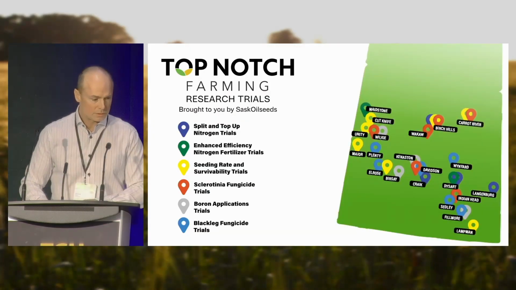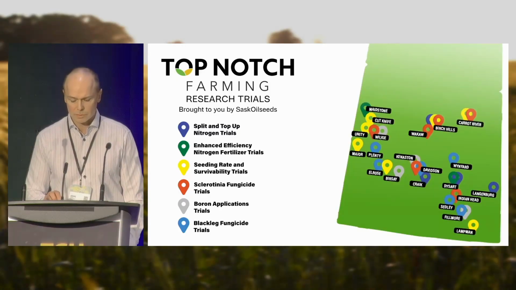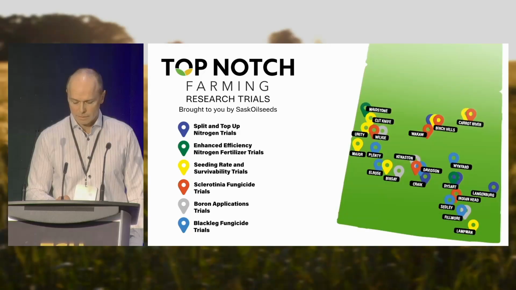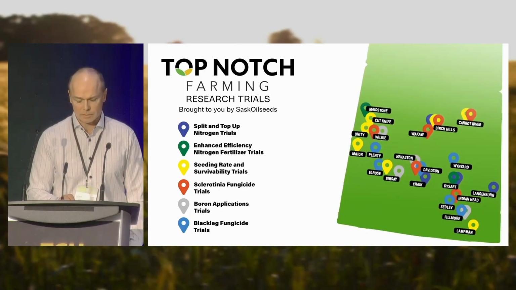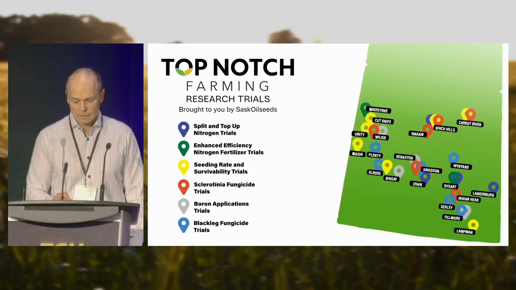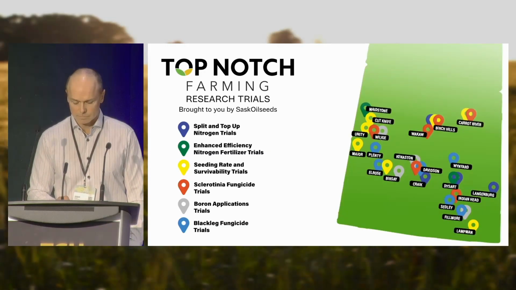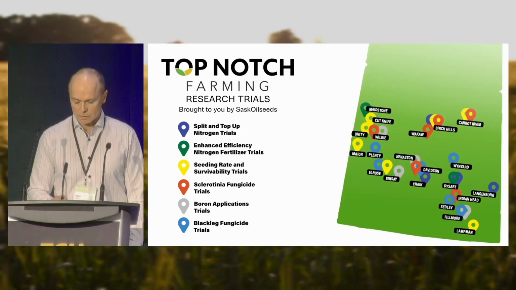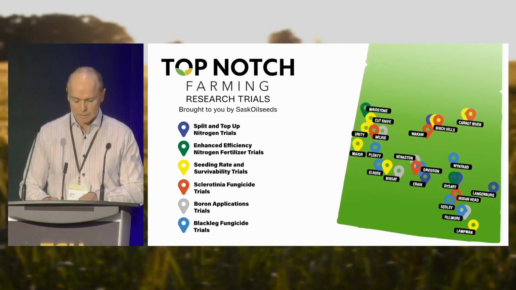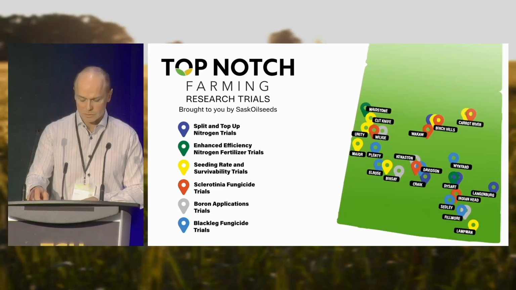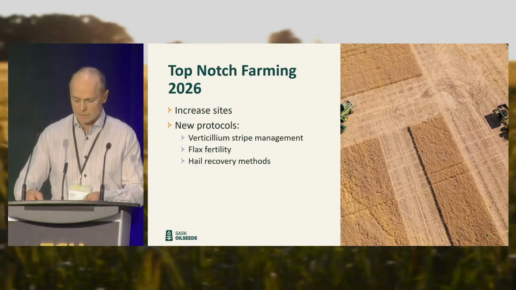So this is just a summary of the locations and the 6 protocols that were done in 2025. 3 of the protocols were repeated from 2024. That's the split or top-up nitrogen, the enhanced efficiency nitrogen products, and seeding rates. And 3 new protocols were included for sclerotinia fungicide applications, boron applications, and blackleg fungicide. And again, the results will be ready in February.